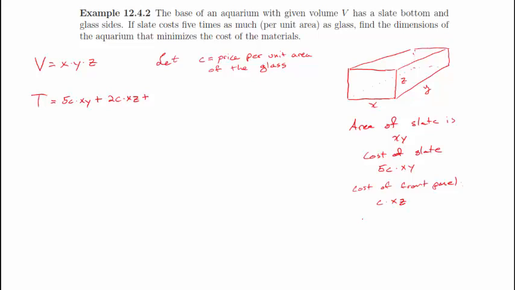So lastly, we have the cost of the side panels. And that's made of glass, so c times yz. And we have two of those again, so 2c times yz. So here is my total cost.